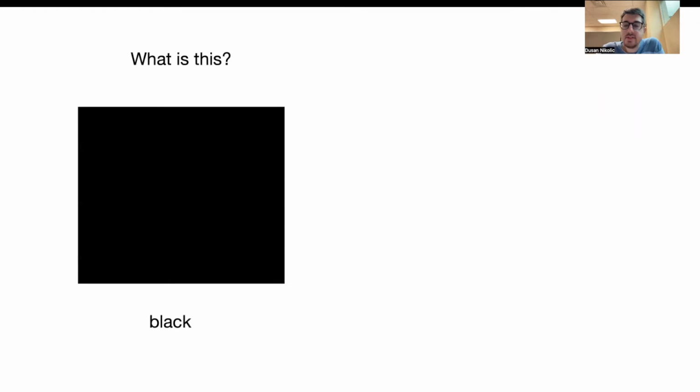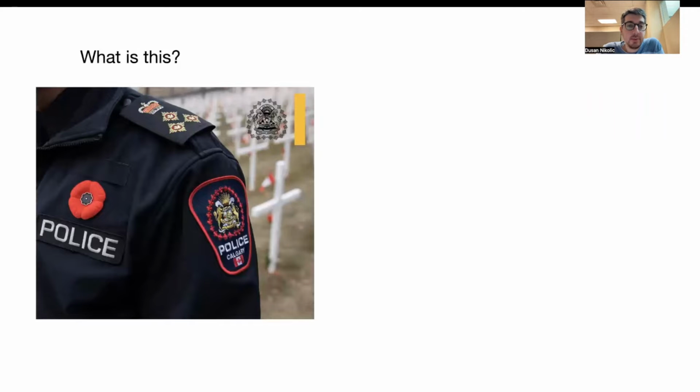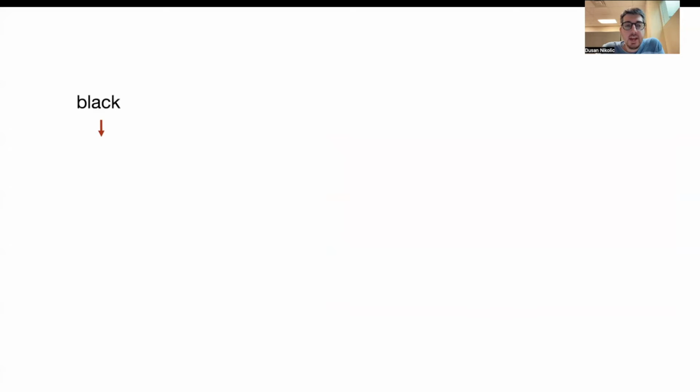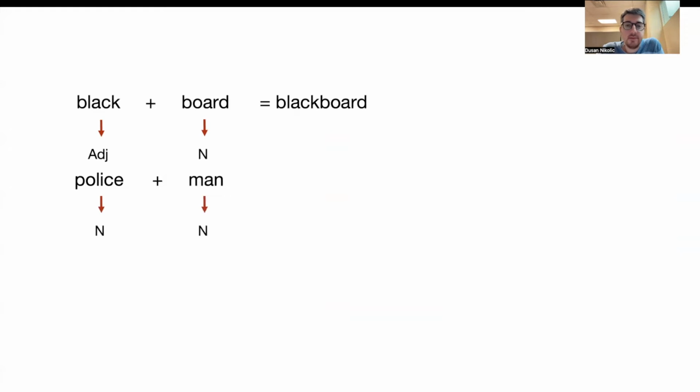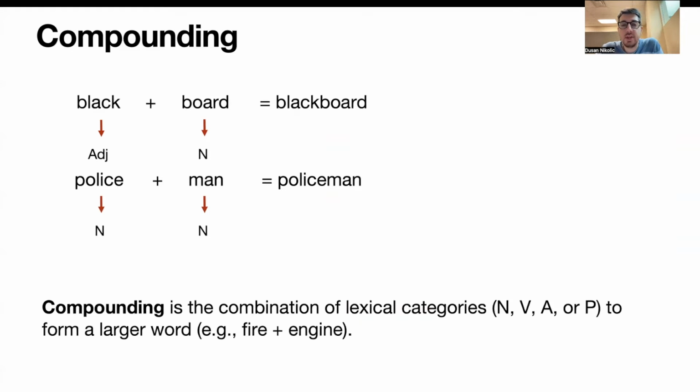So, for example, this is black, right? And this is board, and this is police, and this is man, right? If we add black as an adjective and board as a noun, we get blackboard. Police as a noun and man as a noun, we get policeman, right? This is what we call compounding, when we add two free morphemes together. So compounding is a combination of lexical categories, noun, verb, adverb, adjective, or preposition to form a larger word.